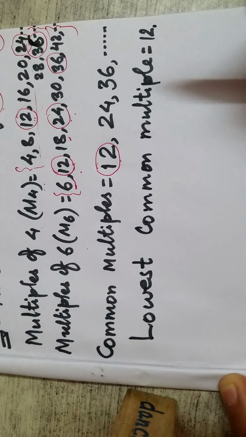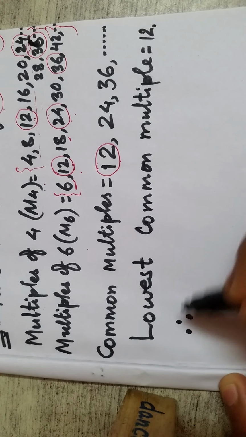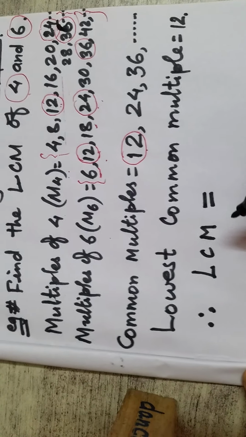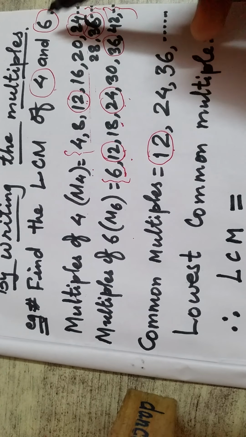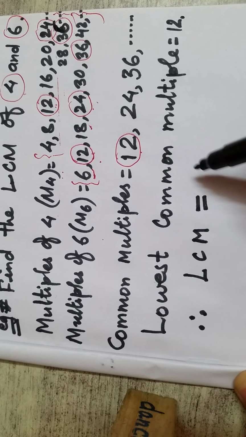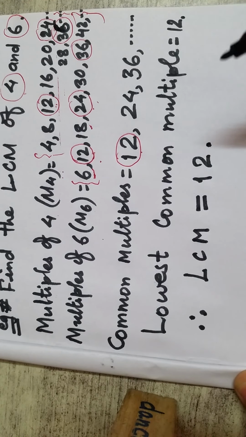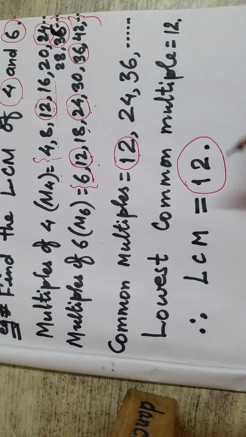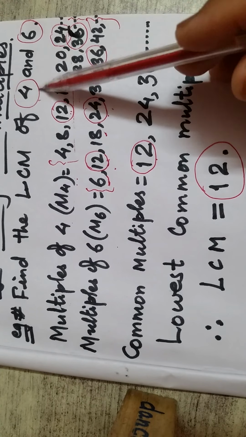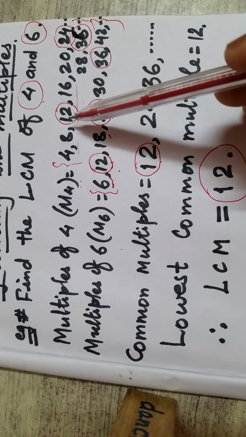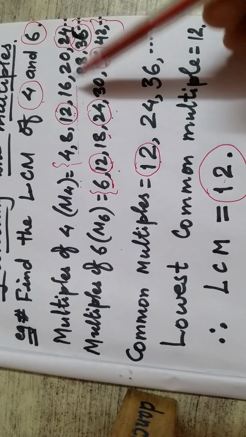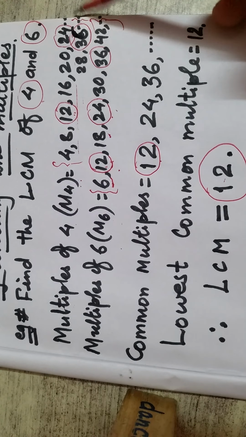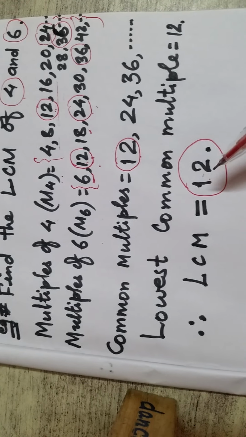found here, 12. Therefore we can say that the LCM of the given numbers, what were the numbers? 4 and 6. LCM is 12. This 12 is the smallest or lowest common multiple of the given numbers 4 and 6. We found 12 on both the sets of multiples, other multiples also, but among them 12 is the smallest one or lowest one.